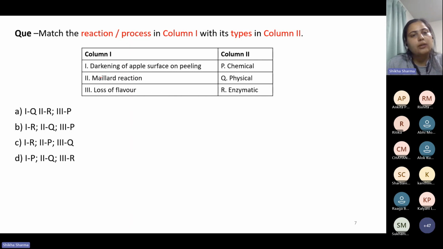So the second question is, match the reactions. Here in column 1, there are several reactions or processes: first, darkening of apple surface on peeling; second, the Maillard reaction; third, the loss of flavor. And in the second column, the type is given, like whether it is a physical, chemical, or enzymatic process.